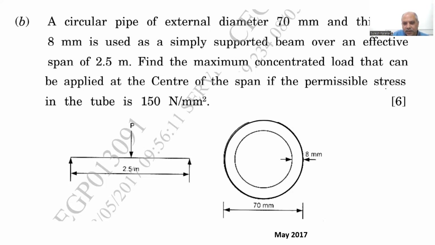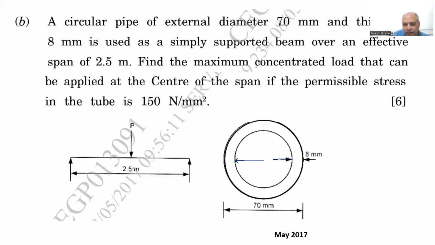So we have this problem that was asked in May 2017. A circular pipe of external diameter 70 mm and thickness 8 mm is used as a simply supported beam over an effective span of 2.5 meters. Find the maximum concentrated load that can be applied at the center of the span if the permissible stress in the tube is 150. Now, important is this dimension.